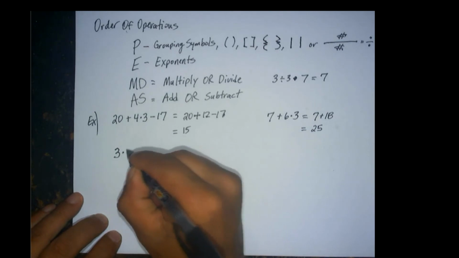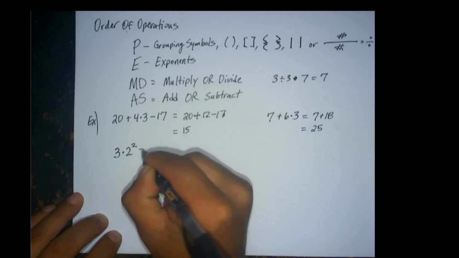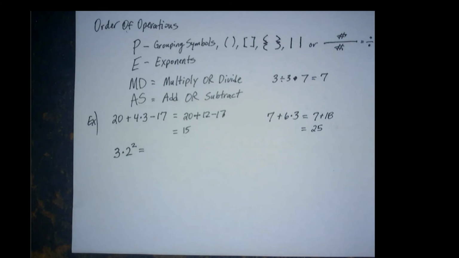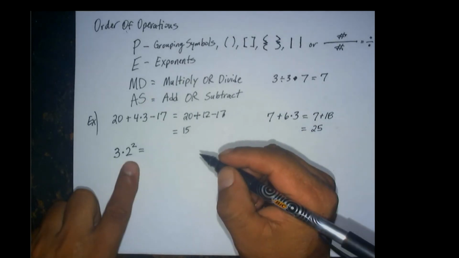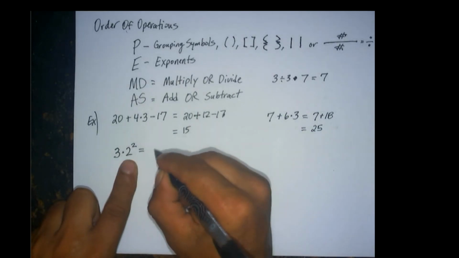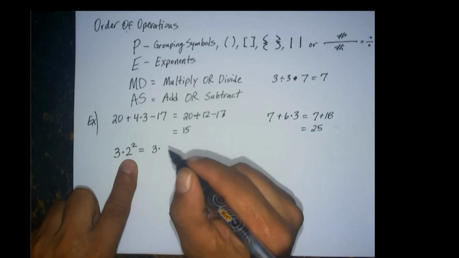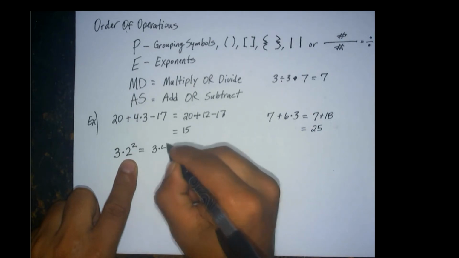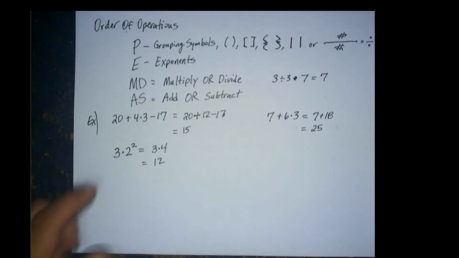3 times 2 squared. Okay, so I do the exponent first because it's the order of operations. And 2 squared is? 4. 3 times 4 is 12. Easy, easy, easy, easy.